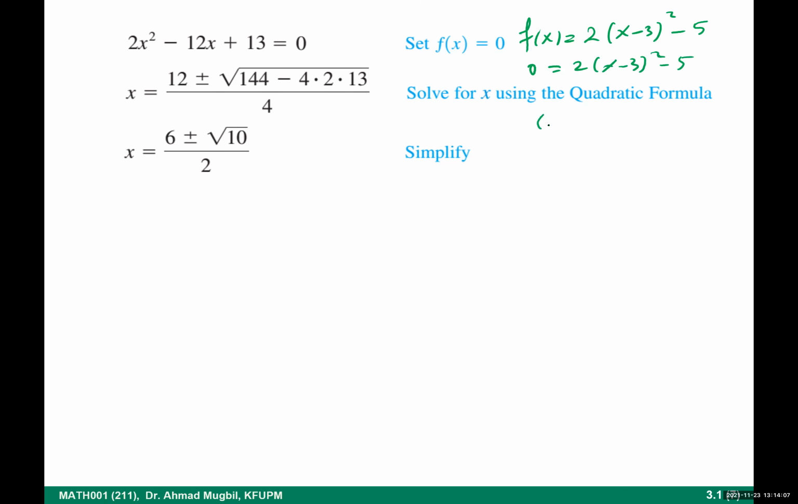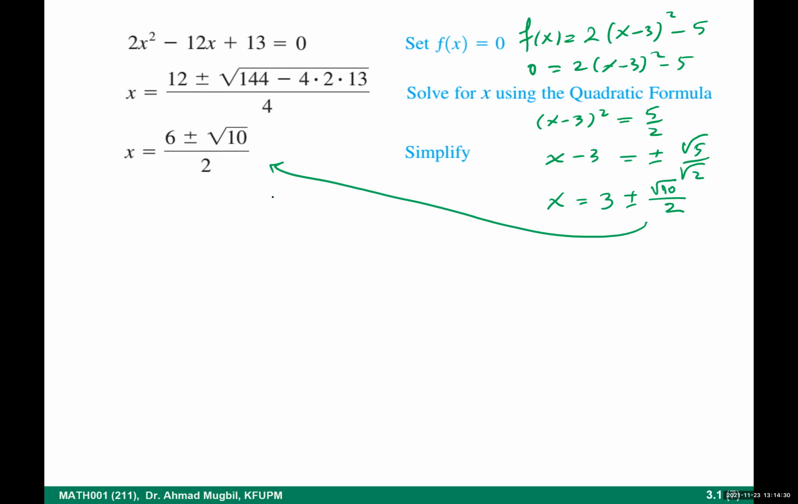So what we will do, we will say x minus 3 to the power 2. We will add 5 to both sides, then divide by 2. So it will be 5 over 2. You will take the square root of both sides. So x minus 3 will be positive or negative the square root of 5 over the square root of 2. You will add 3 to both sides. So it will be 3 plus or minus. You will rationalize. You will get 2 here, and here the square root of 10. Here it is. It is easier, I think, and faster.